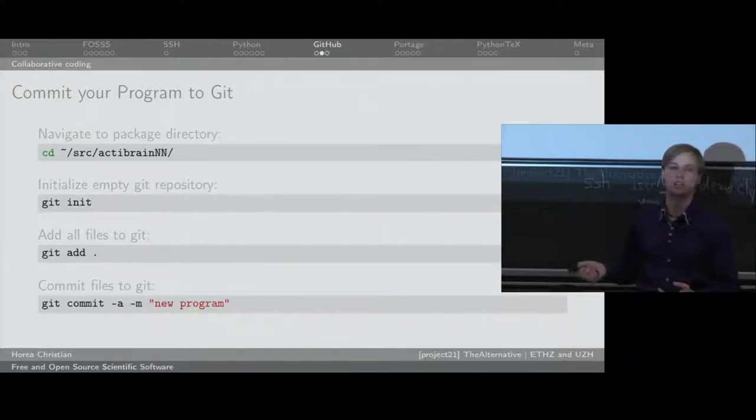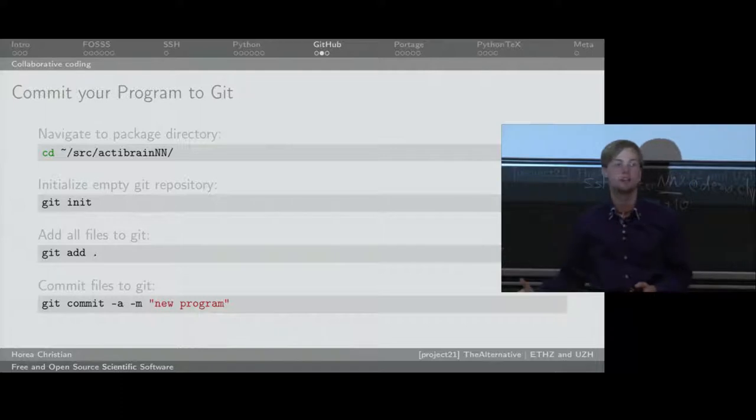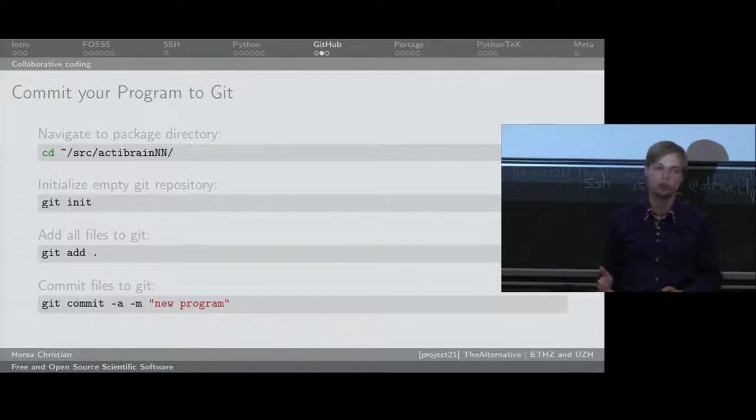Practically, this commit message is just important to give you an idea of what happened at every commit, so that you can tell your future self or your future collaborators what you did there. It's practically just a way of staying organized. Git doesn't accept empty commit messages, so you should definitely write something in there.